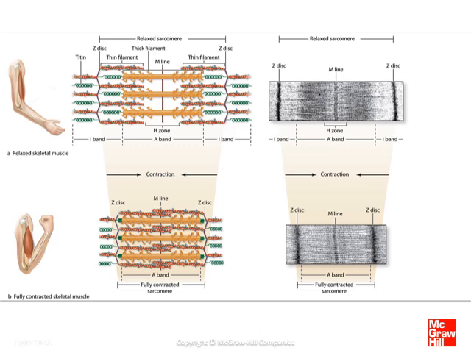So, just to show you the difference, here it is at relaxed sarcomere. Under contraction, we almost completely lose our I band because of the overlap. So it almost becomes fully A band because there's no opening here.